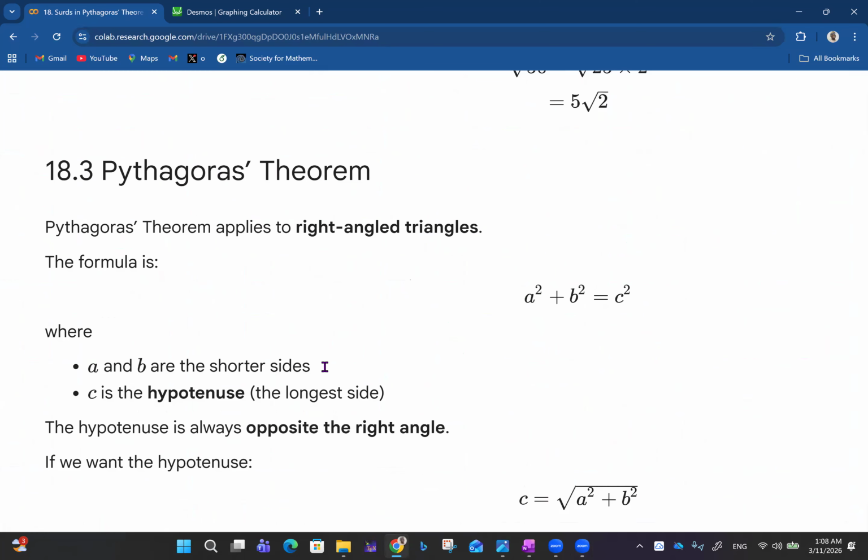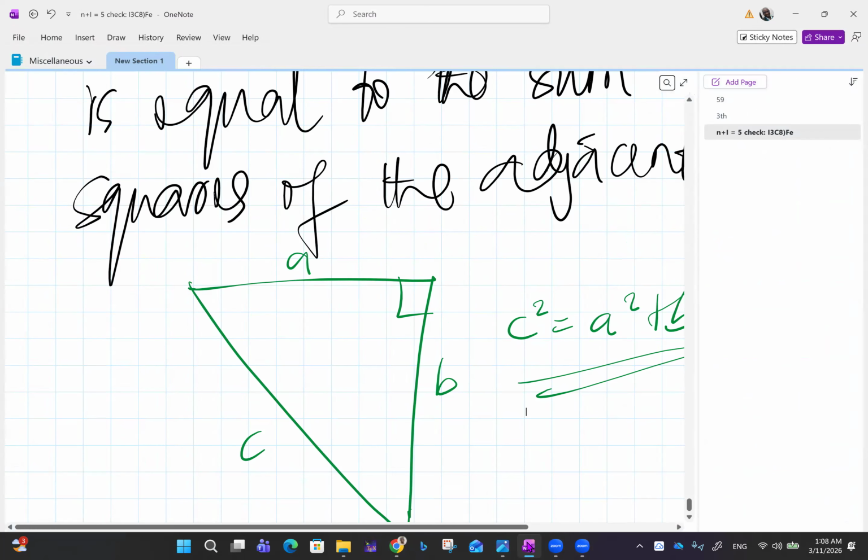It's well proven. So the formula is a squared plus b squared equals c squared, where a and b are the shorter sides, which I call the adjacent sides, and c is the hypotenuse, which is the longest side. So the hypotenuse is always opposite the right angle, right? So if we want the hypotenuse, we can say c is the square root of a squared plus b squared, and that's exactly what we have here now.